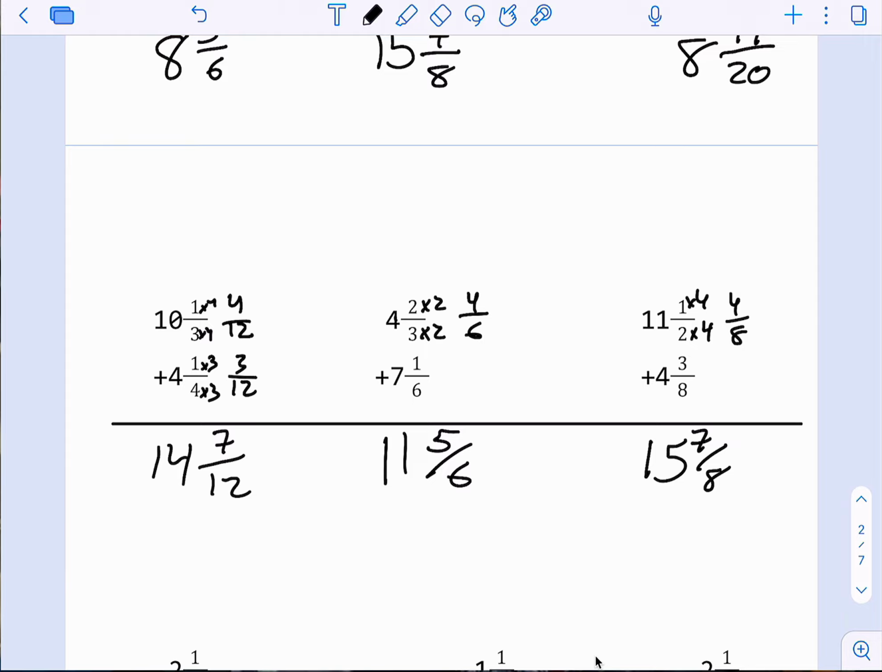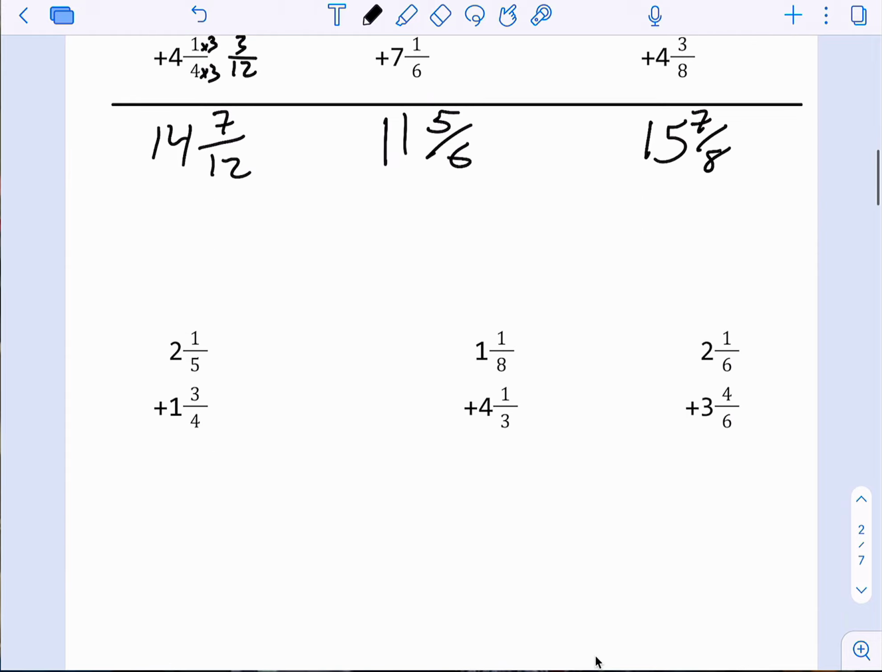All right, that's how you add mixed numbers. Remember the steps. Add the fractions first. All the same steps apply there, so we have to have common denominators. All the steps as if it's just fractions. Add them together, get your fraction part done, and then add the whole numbers together. If you've got any questions, just go ahead and rewatch the video.